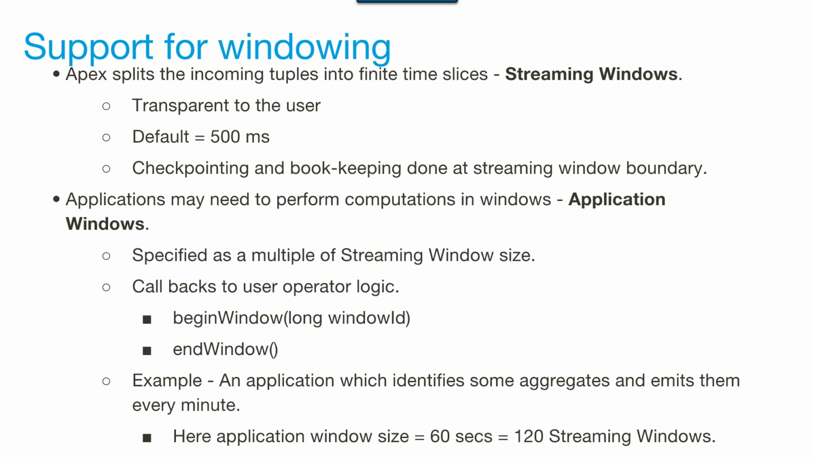Now the application windows: we calculate the application windows based on a multiple of the streaming window size. By default, the application window is one streaming window, that is 500 milliseconds. And for the application window, we have calls to the user's operator logic, like begin window and end window. That belongs to one ID, the window ID.